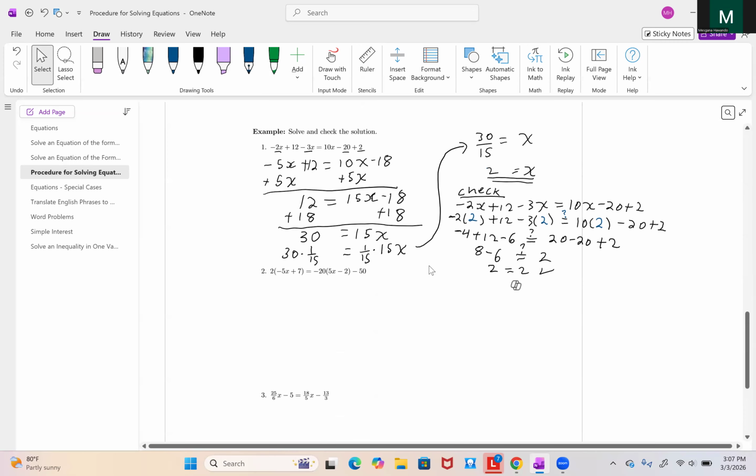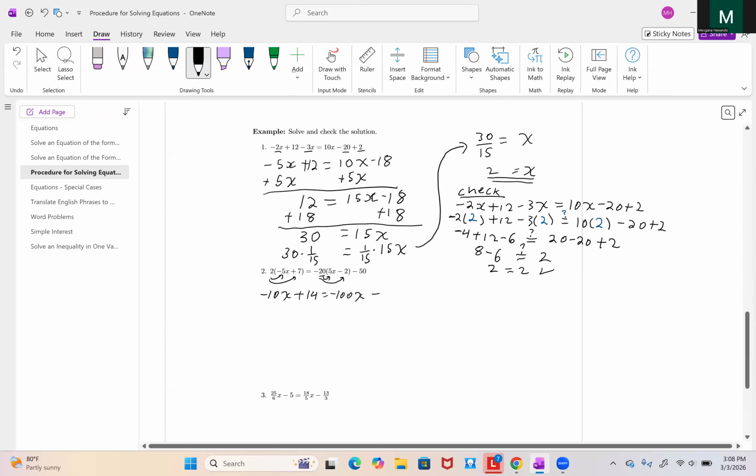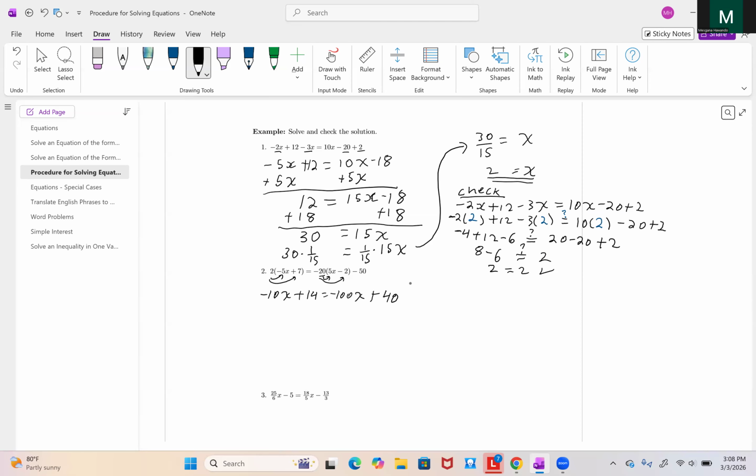Let's do the next question. This question has parentheses. So in the procedure, the first thing we need to do is remove the parentheses. We use the distribution property, distributing the 2: minus 10x plus 14 is equal to, distributing the minus 20 to remove the parentheses, minus 100x plus negative 20 times 2 is 40 minus 50.